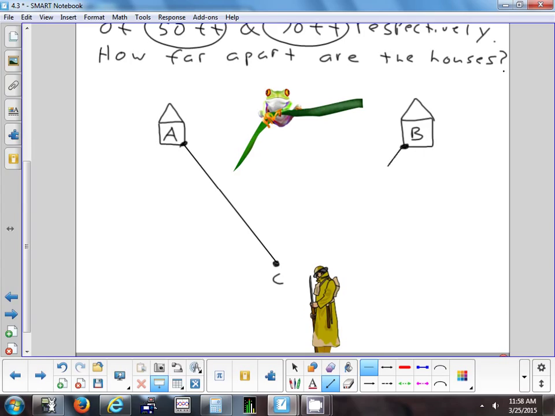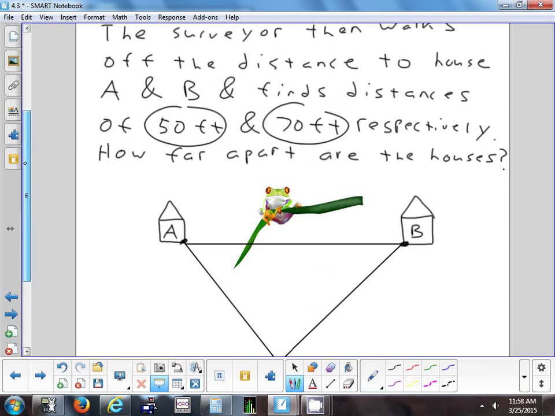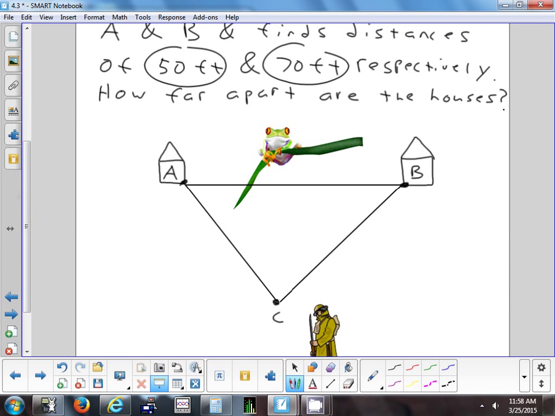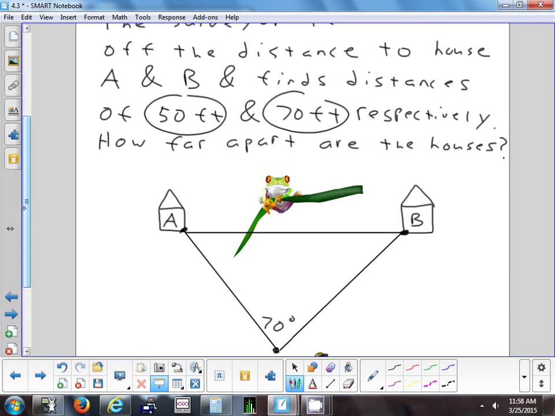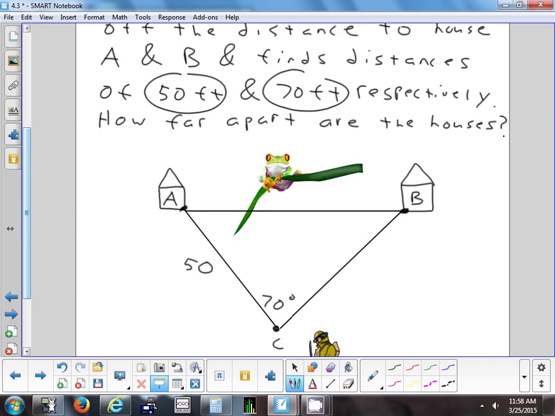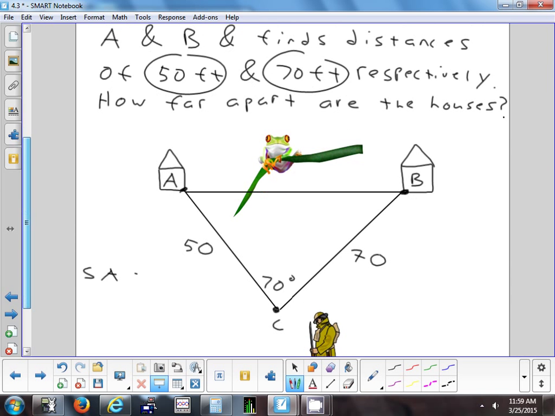Let's make your triangle. There's your triangle. It says in the problem, angle ACB is 70. Okay. The distance to house A is 50 feet. Distance to house B, 70 feet. Okay, what kind of triangle is that? Side angle side. Yeah, it's a side angle side. Which is what law? Because it's basically side angle side? Cosine. Yeah, it's law of cosines.